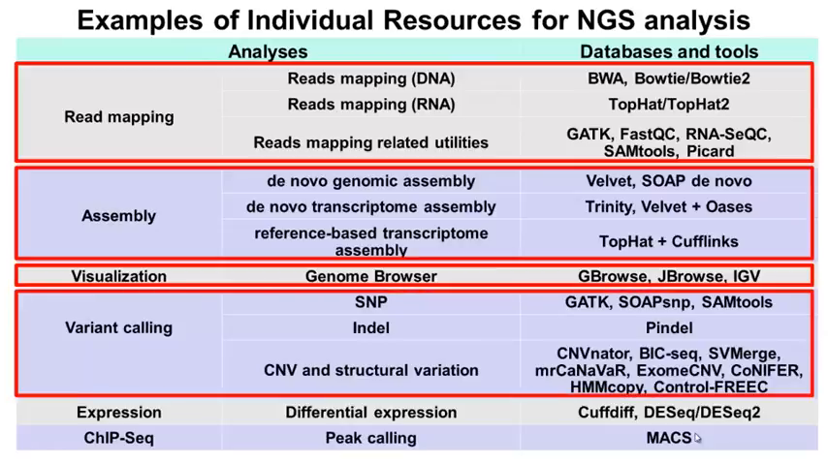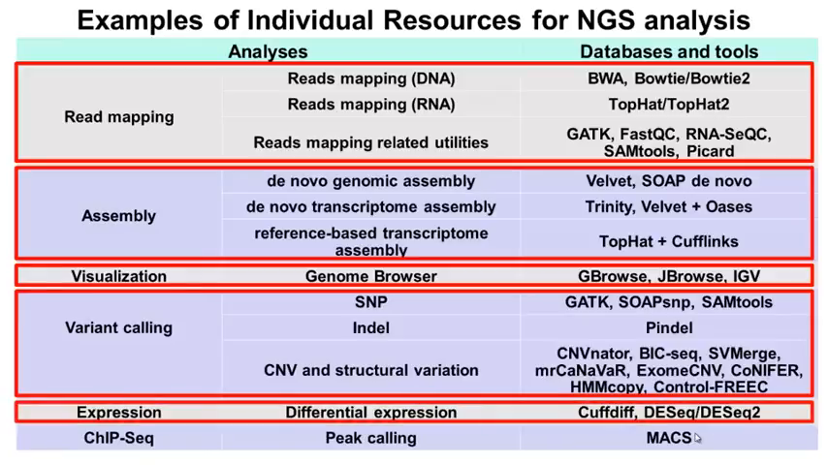For the important task of calling genetic variations from the aligned reads, different tools were developed to call variants at different scales. To call SNPs, there are tools such as GATK, SOAPsnp, and SAMtools. To call small indels, Pindel is a good choice. To call CNVs and structural variations, there are tools such as CNVnator, BIC-seq, SNmerge, Mr. CNV, Exome CNV, CoNIFER, HMMcopy, Control-FREEC, etc.